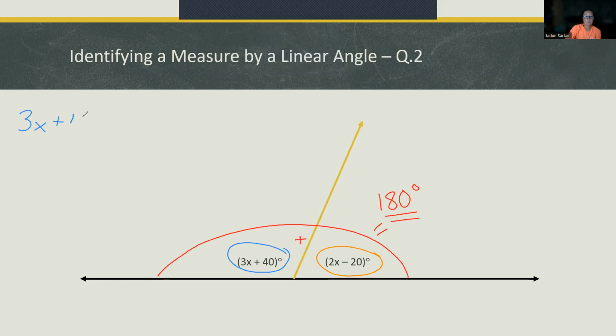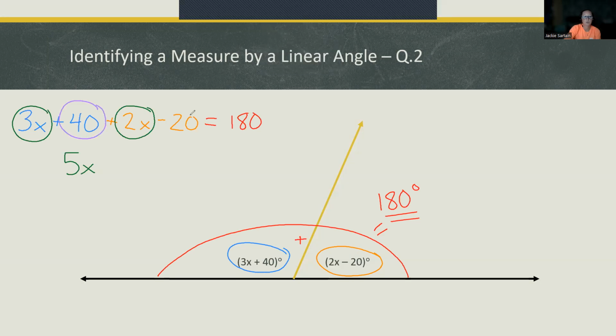So we get 3x plus 40, and then we're adding it to 2x minus 20, and it's going to equal 180. Using the algebraic skills that we learned back in unit 1, we simplify by combining like terms. We have 3x and 2x that are like terms, so we combine those for 5x. Then we have 40 minus 20, which gives us a positive 20. And we're still keeping that 180.